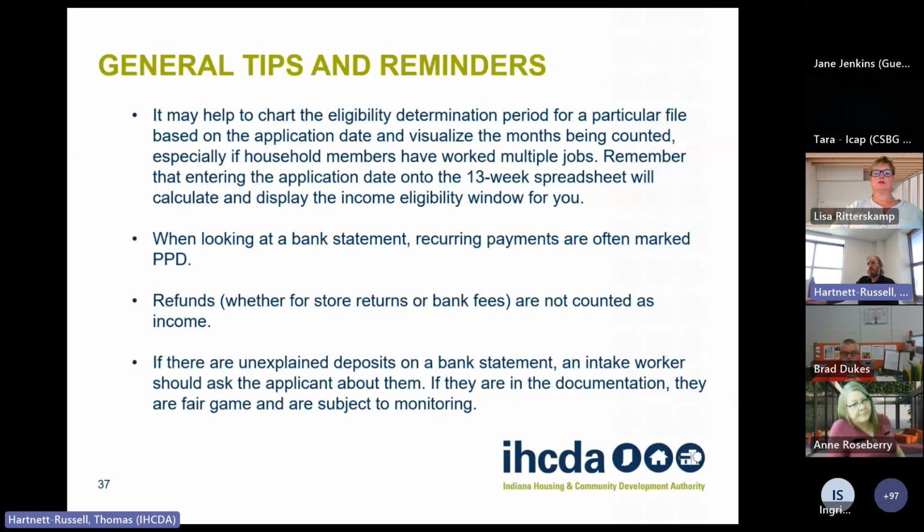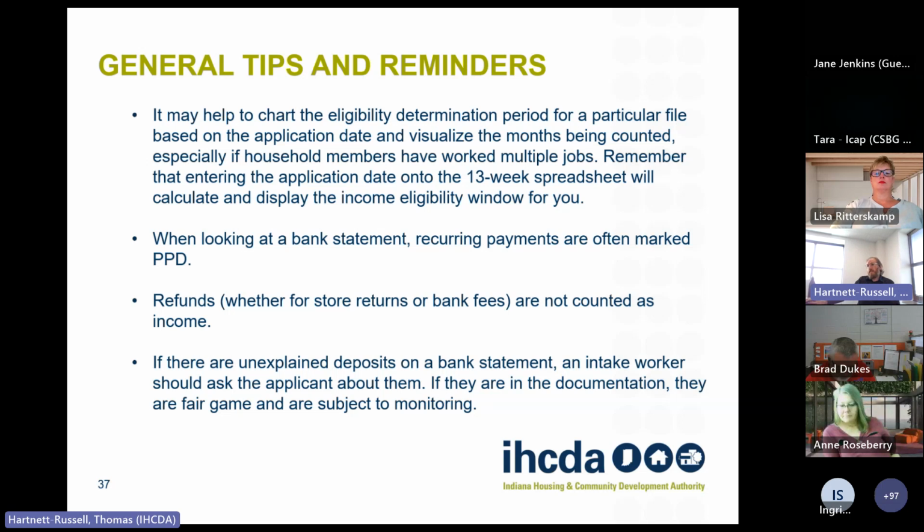So general tips and reminders. It may help to chart the eligibility determination period for a particular file based on the application date in order to visualize the months that are being counted, especially if household members have worked multiple jobs. Remember that entering the application date onto that 13-week spreadsheet will calculate and display the income eligibility window for you, which will help you to chart or visualize.